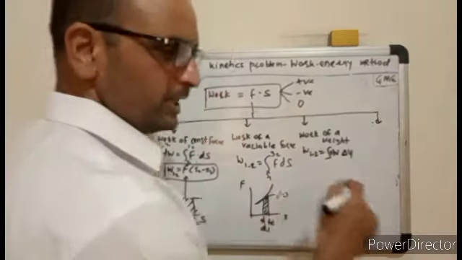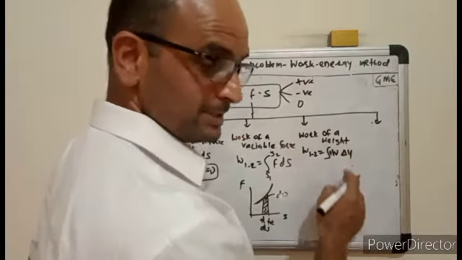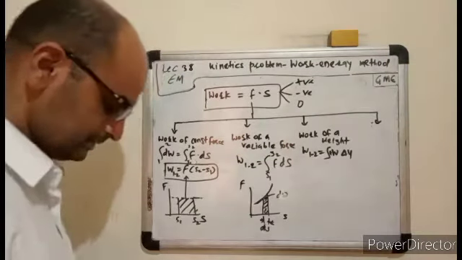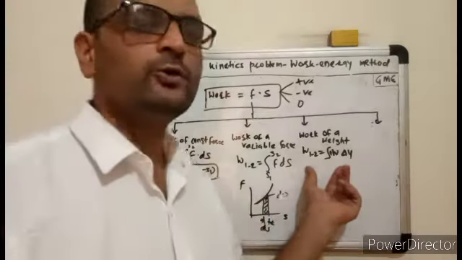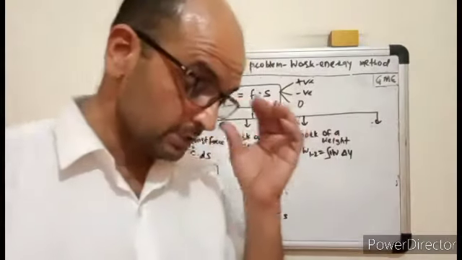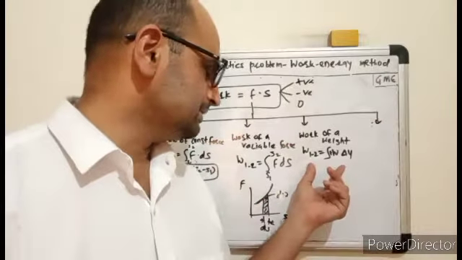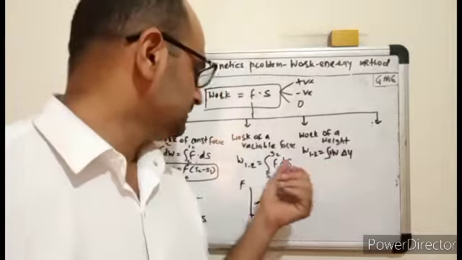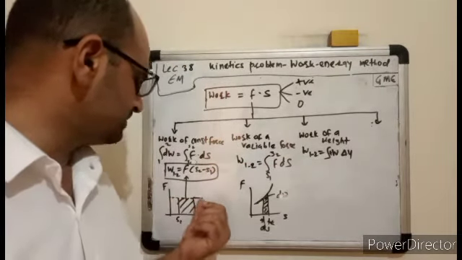In this case, if the body is moving downward, mg is acting downward and the displacement is also in the downward direction, in that case I will take the work as positive. This force is also called a conservative force. Why is it called a conservative force? This work is independent of the path, right?